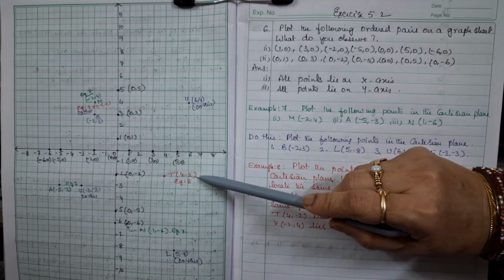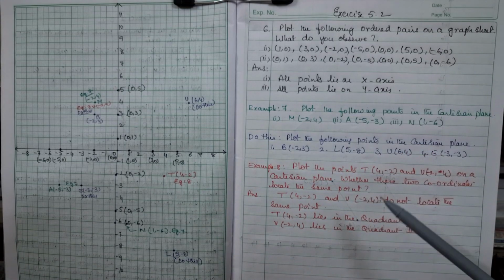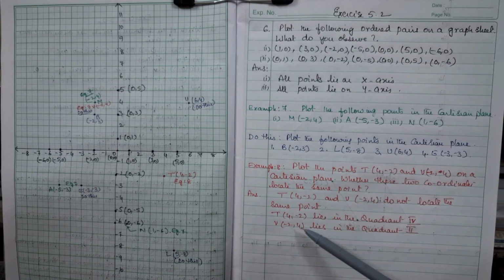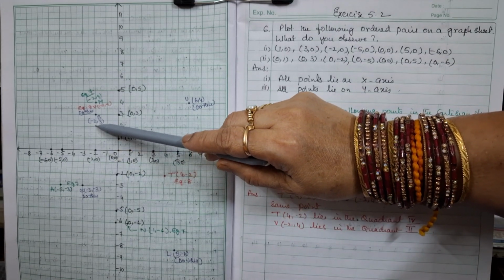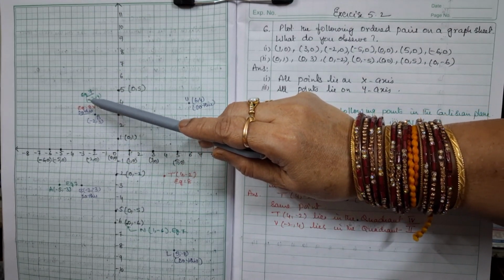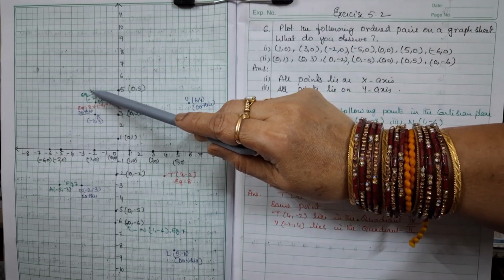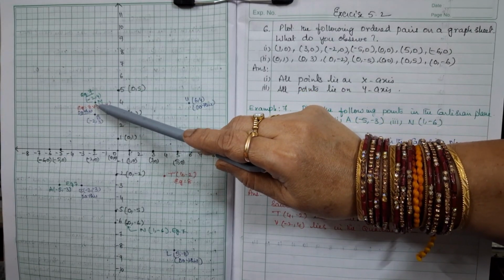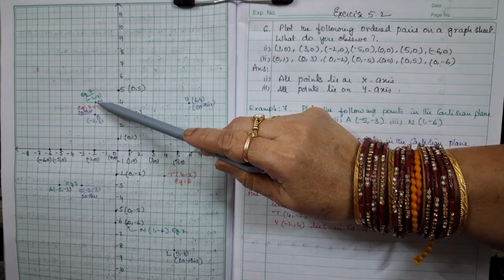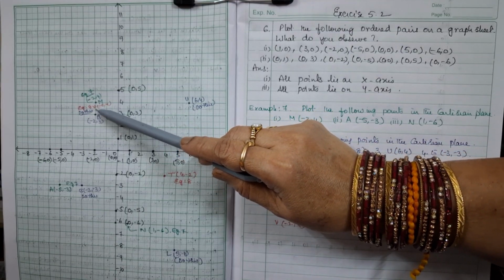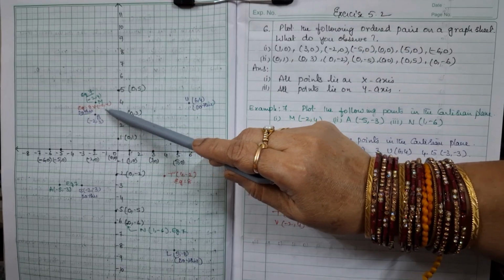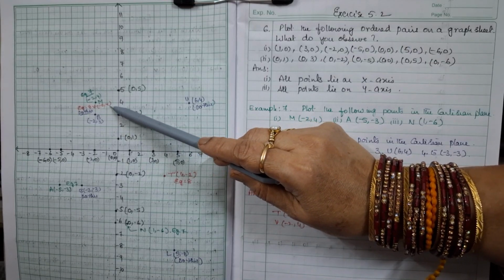Example 8 answer, children, it is. Next, V. V is -2, 4. So this is -2, this is 4. Actually -2, 4 was there, the same point in example 7. So I can't keep this point another color, but I have written here, you see. Example 8. V value -2, 4.